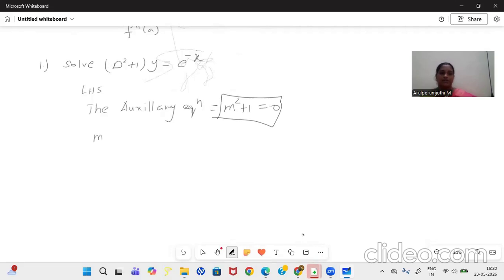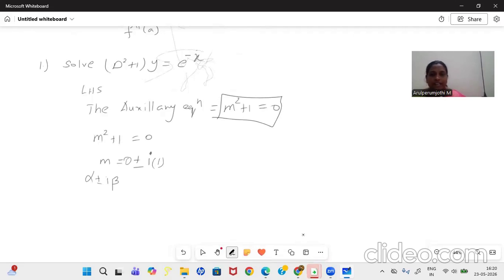Okay. Now you find the roots for this problem. So m square plus 1 is equal to 0. Then what is your root? M square is equal to minus 1, since it goes to the other side as minus 1, which means the roots are plus or minus i. So now this is in the form of alpha plus or minus i beta. Here there is no alpha, so you consider it as 0, and beta is 1.